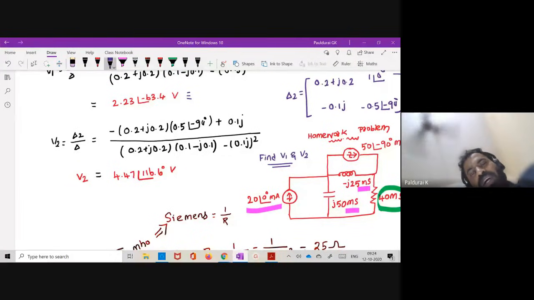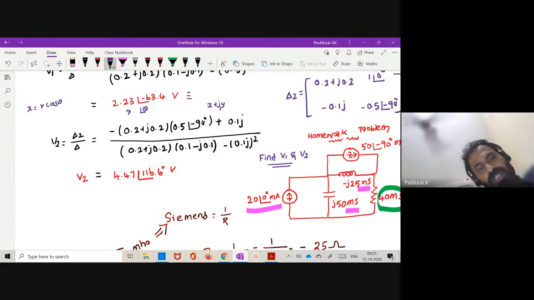At x equal to r cos theta, y equal to r sin theta. So x plus jy will give you, this is my r at an angle of theta, and here you will get x plus some jy. Okay, so where x equal to r into cos theta, y equal to r into sin theta.